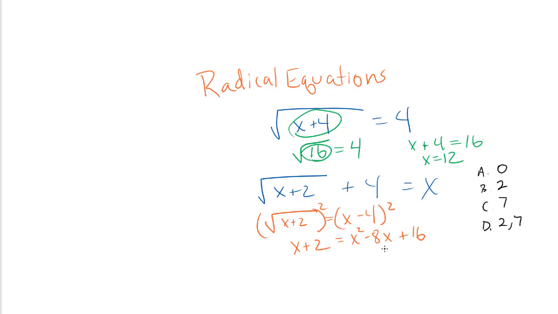I'm going to combine all these terms on one side to set my polynomial equal to 0, which is how we solve for the roots. So x squared minus 8x minus x would be minus 9x. 16 minus 2 would be plus 14. And I can factor this simple case. It's simply going to be x minus 7 times x minus 2 equals 0. That means x equals 7 and x equals 2 are the roots. That's what I get from my formal solution.